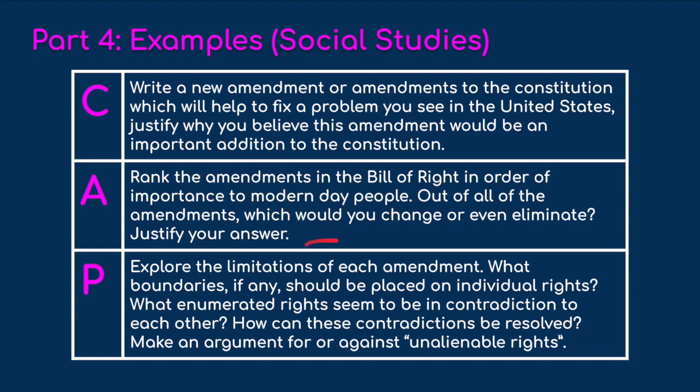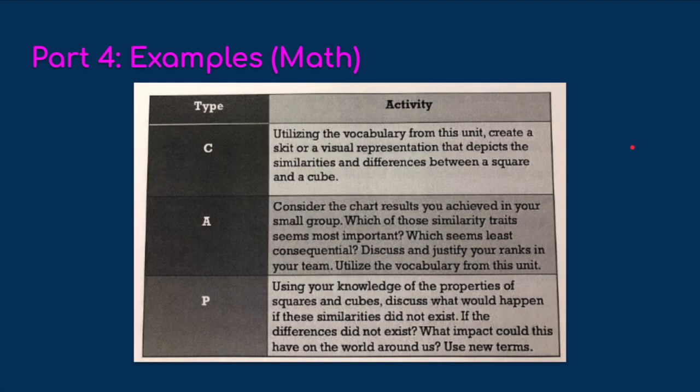Then down here for practical, again, we are just talking about the Constitution. Explore the limitations of each amendment. What boundaries, if any, should be placed on individual rights? So here's the "yeah, but it's really great to have freedom of blah blah blah, but..." And then, what enumerated rights seem to be in contradiction to each other, so where is there kind of a fight between different rights? And then again, practical: make an argument for or against unalienable rights. So again, the topic is all the same. They're just approaching it with different kinds of thinking skills.